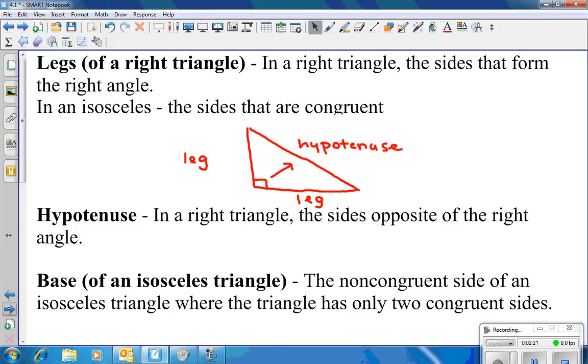Not always, but if it's an isosceles triangle, okay, and it doesn't have to be a right, but the 2 sides are congruent. Now, it can be a right triangle, but it doesn't have to be. An isosceles triangle has 2 sides that are congruent. Okay, so isosceles has 2 sides that are equal or congruent.